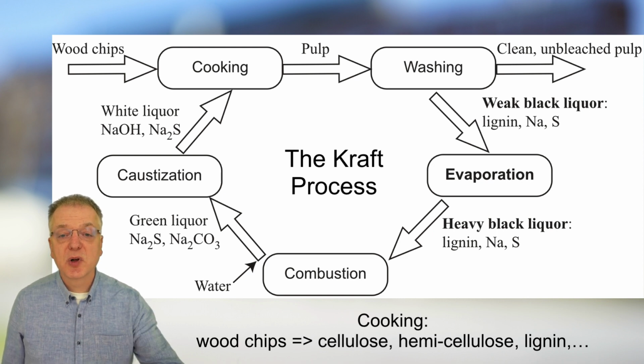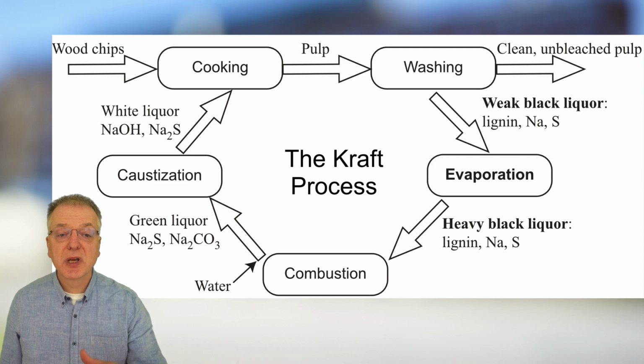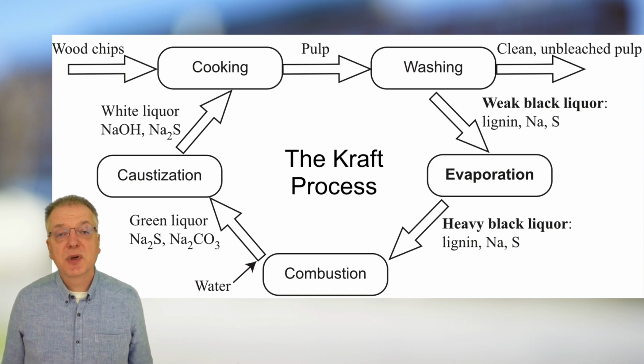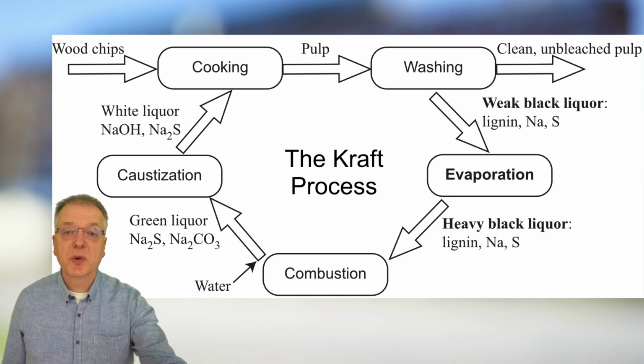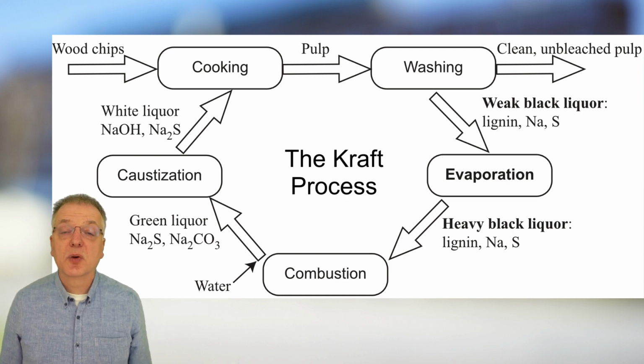The spent cooking chemicals are washed away from the pulp as weak black liquor. The first step in the recovery of the cooking chemicals is to evaporate water from the weak black liquor, turning it into black liquor. Hence the name black liquor evaporation.